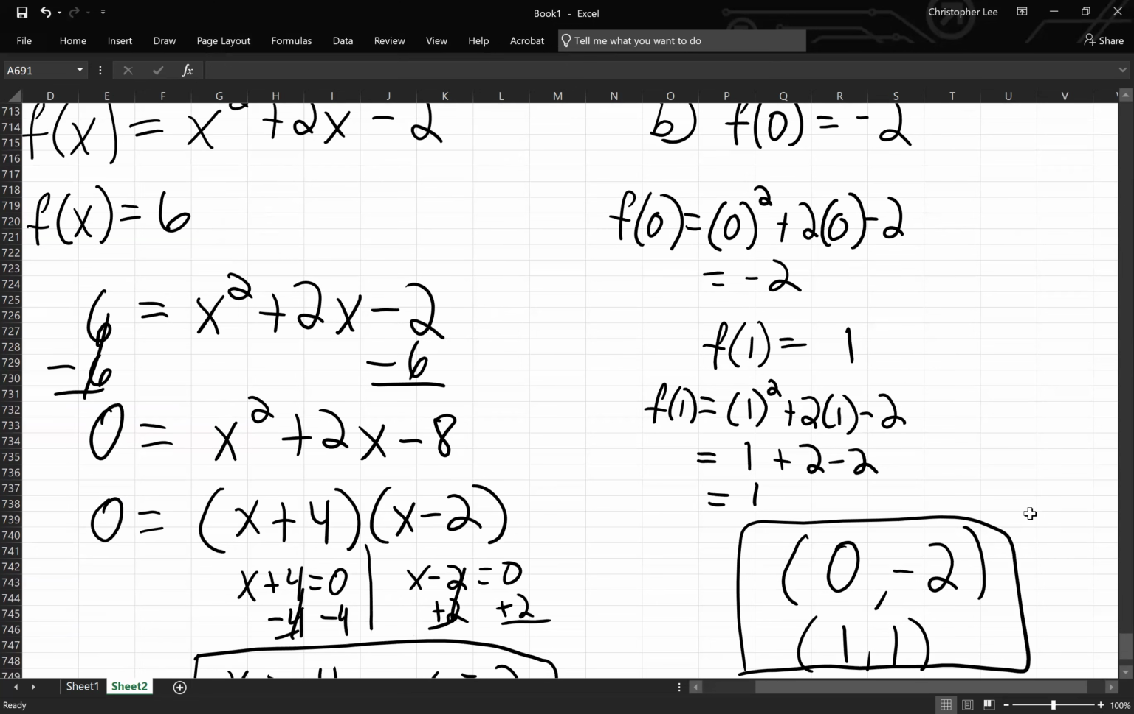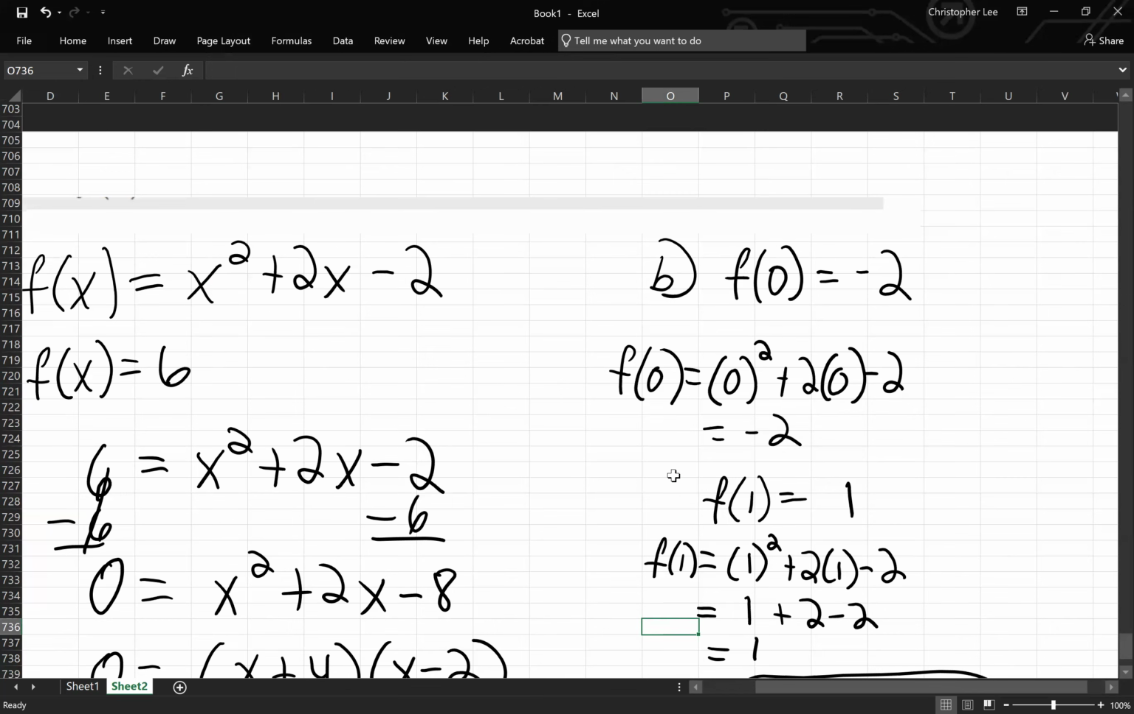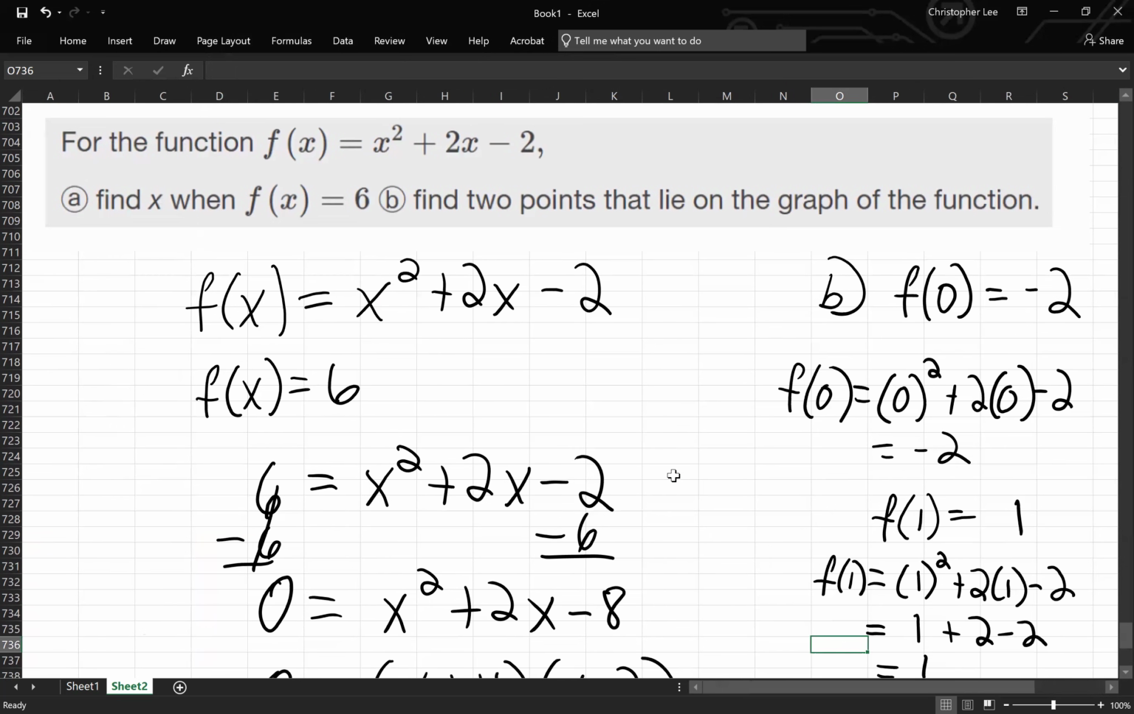Questions on that? So when they ask you, give me 2 points that lie on the graph, find two x values and plug it in. You could plug in whatever x value you want, right? I'm just plugging in 0 and 1 because that's easy math, right? But if you want to plug in 1,000 and 1,225, go ahead. The answer's right, you know? All right, so that's that for this question.